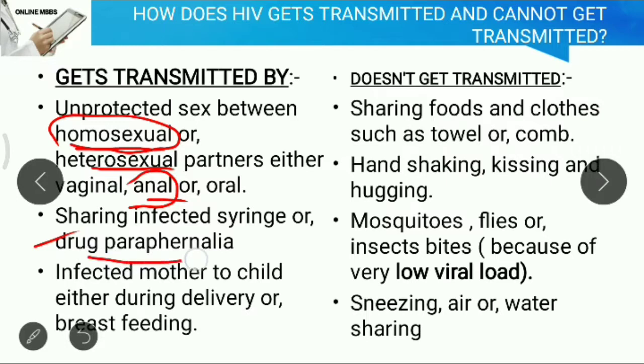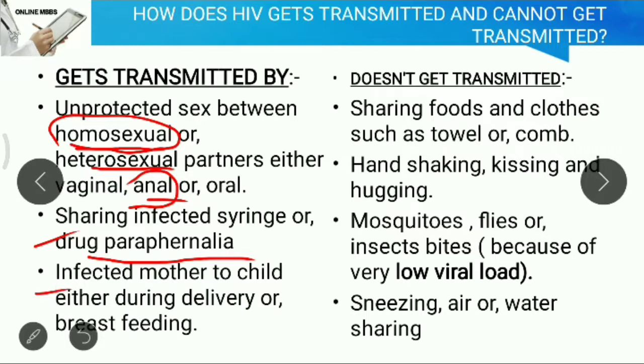What is drug paraphernalia? Maybe you guys don't know. Drug paraphernalia means any equipment or product or any drugs that are used typically for recreational purposes. So, for example, many people take drugs. The drug, let it be cocaine, marijuana, heroin, and the syringe they take, comes under this drug paraphernalia.